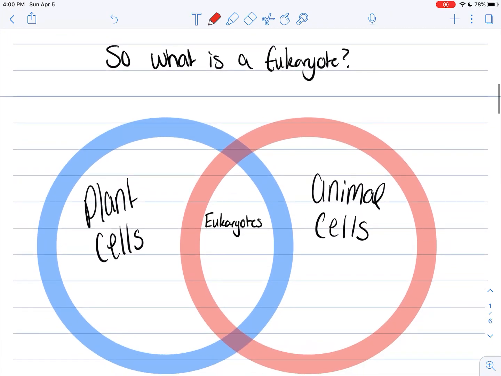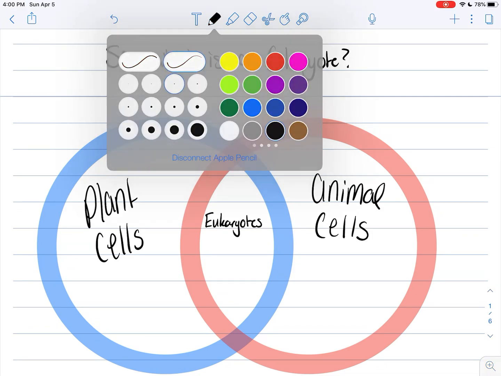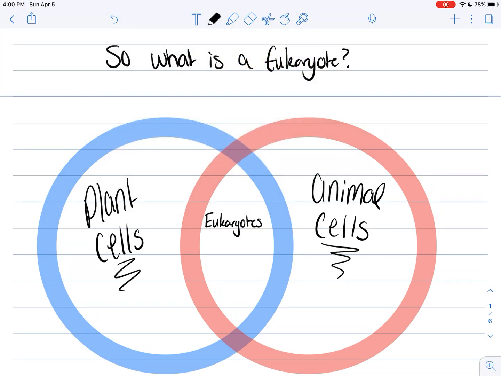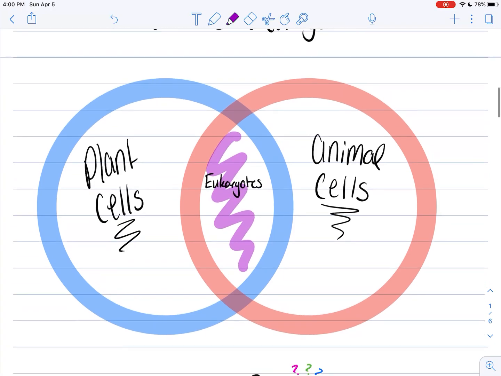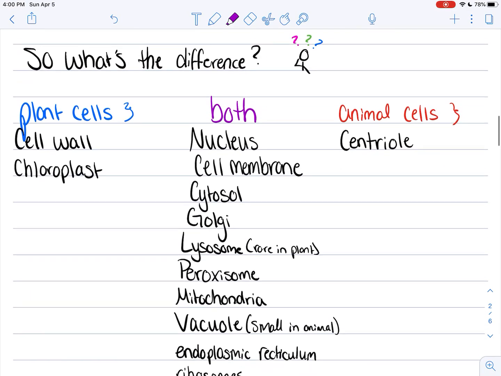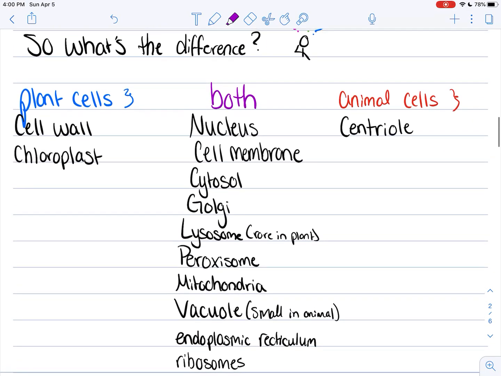So what is a eukaryote? As you can see, eukaryotes are made up of plant cells and animal cells. But animal cells and plant cells aren't exactly the same, but they both are eukaryotes. So here I have a list of all the similarities and all the differences. So let's go ahead and start off with the similarities.